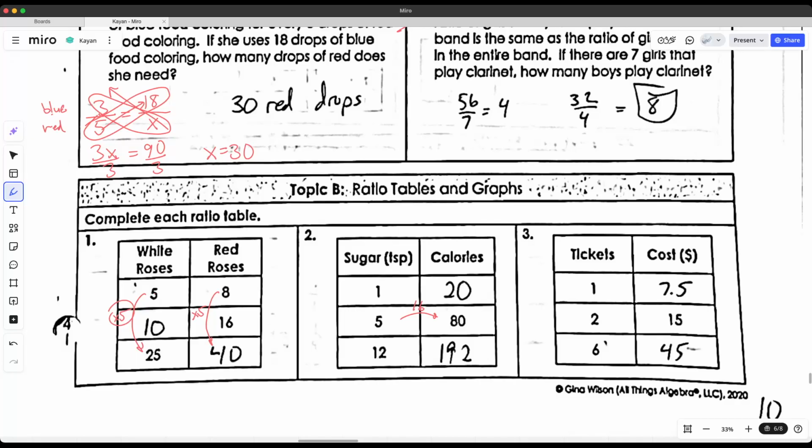So therefore 12 times 16 will give me the correct number. Let's see. Is that even right? Alexa, what's 12 times 16? 192. Okay, so that one's okay. All right, you can try that one on your own.